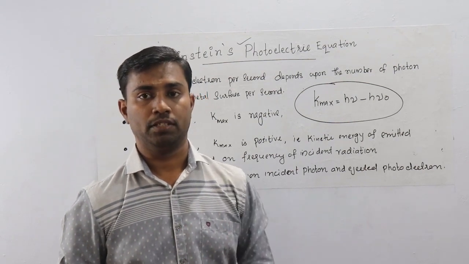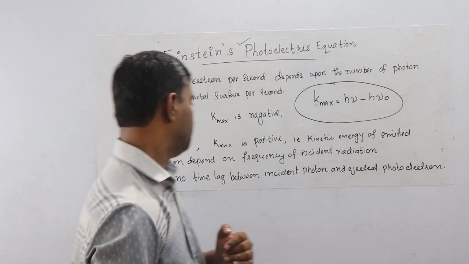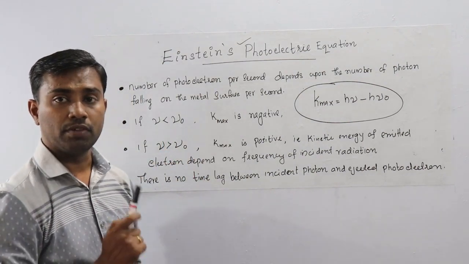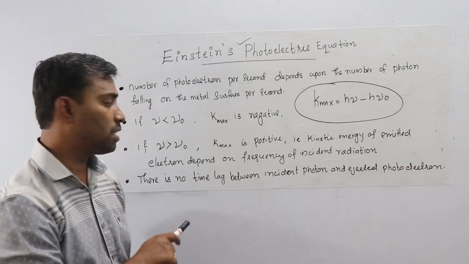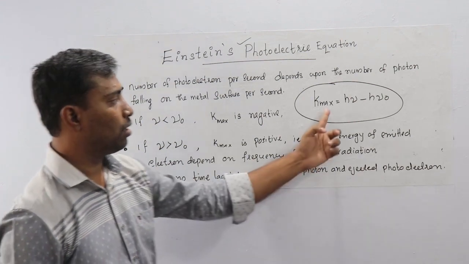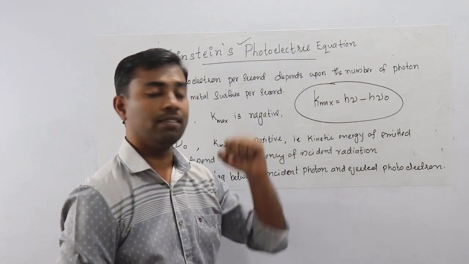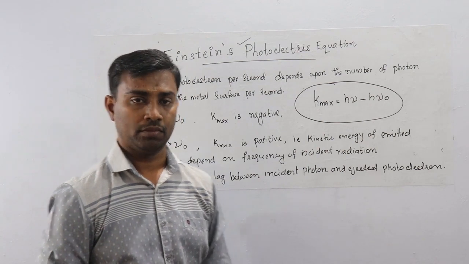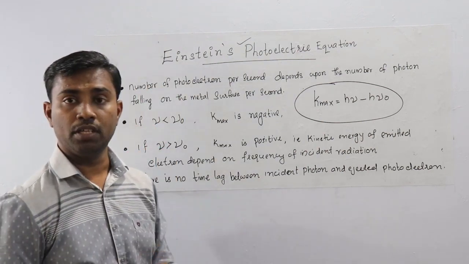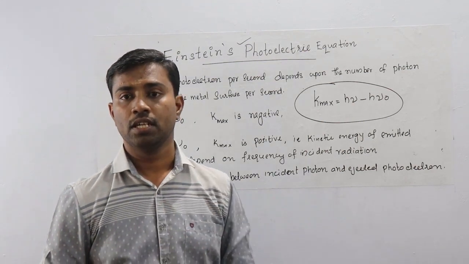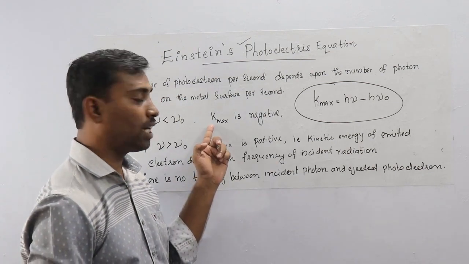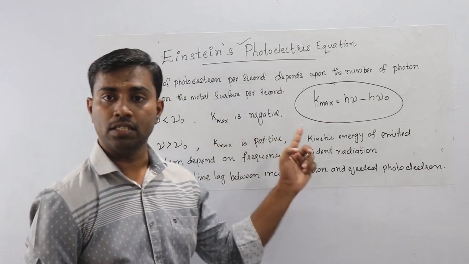The next point: if we consider the frequency of incident radiation to be less than nu 0, where nu 0 is called the threshold frequency, then according to the equation K max will be negative. The second point: if nu, the frequency of incident radiation, is less than the threshold frequency, the maximum kinetic energy is negative.